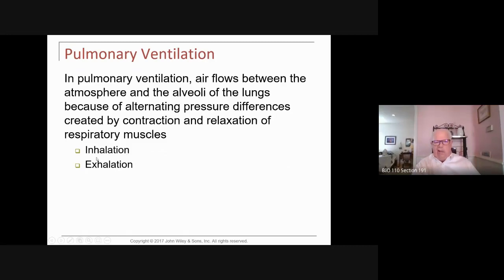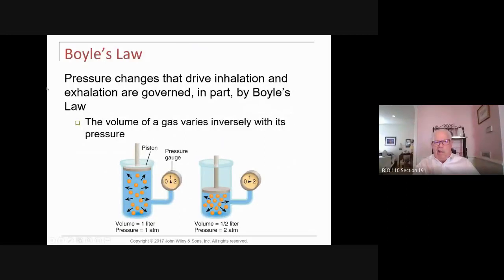When you exhale, the diaphragm relaxes. The volume of air inside the chest is decreased. Therefore, the pressure is increased. That is pulmonary ventilation. And here it is, Boyle's law. The volume of gas varies inversely with its pressure, V over P.